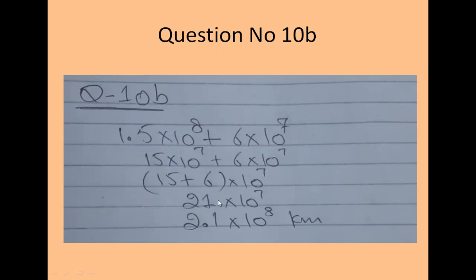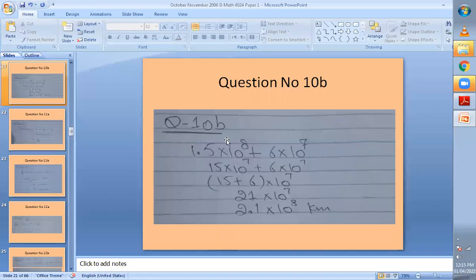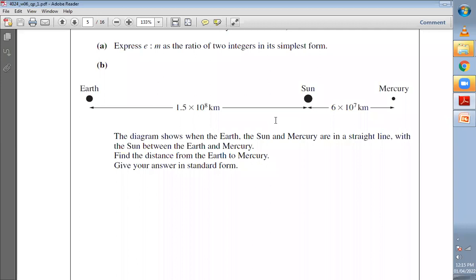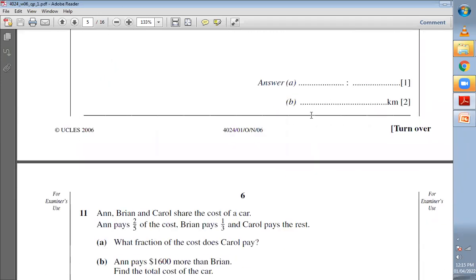This is not the standard form. The decimal is here, so move it one step to this side. The power will increase, so 2.1 times 10 raised to power 8 kilometers. So that is the distance between the Earth and Mercury. Okay, that was question number 10 and its B part. It was a 2-mark question.